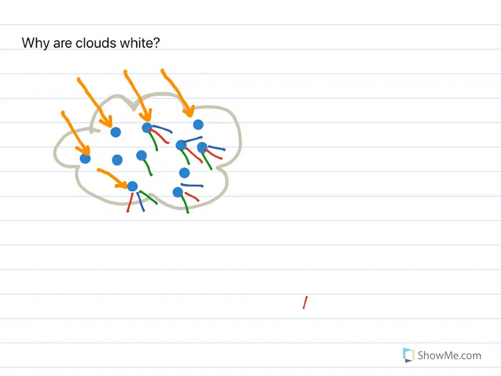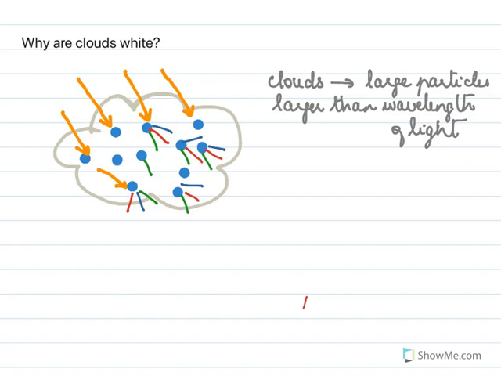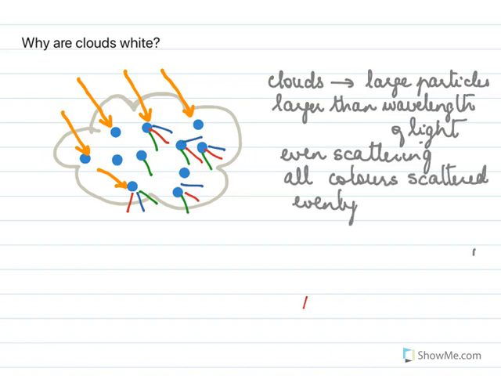So if you were to write why clouds are white, first you will write clouds are made up of large particles. How large? Larger than the wavelength of light. And because they're made up of particles larger than the wavelength of light, there is even scattering taking place. All the components, all colors are scattered evenly. And because all colors are scattered evenly, they appear white in color.